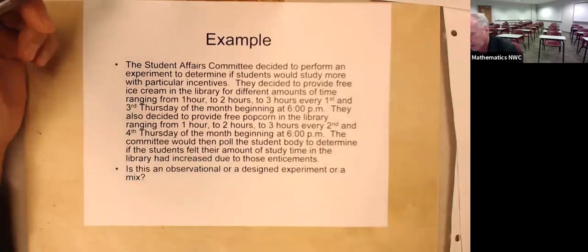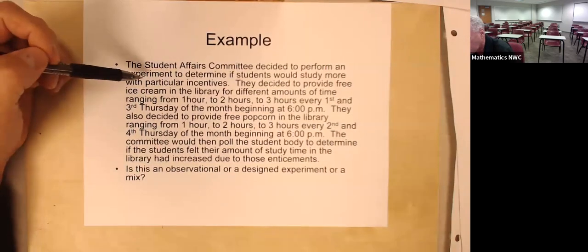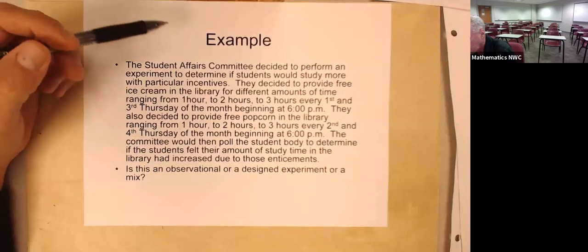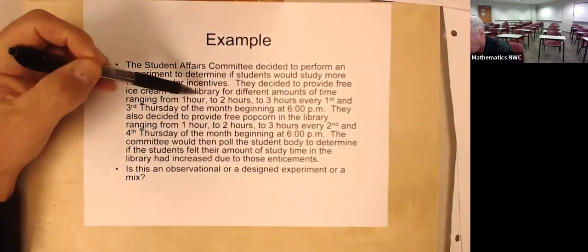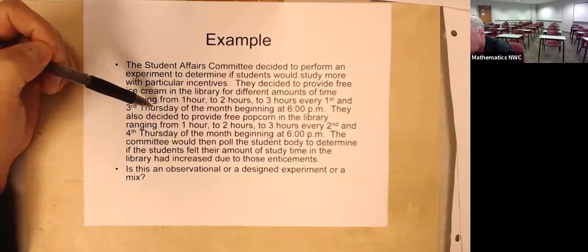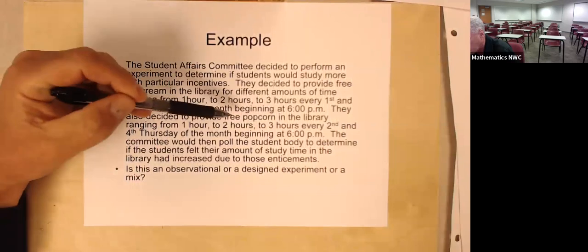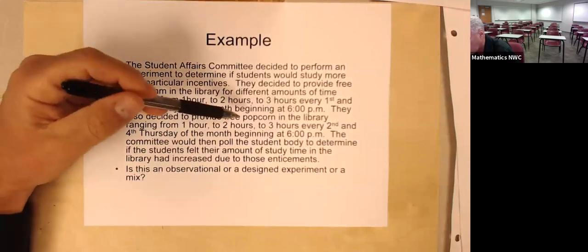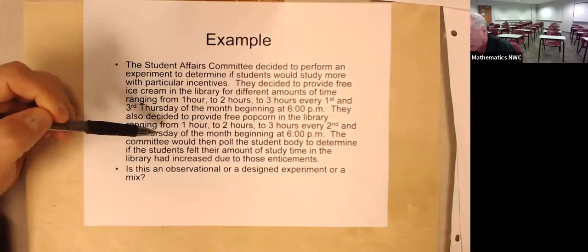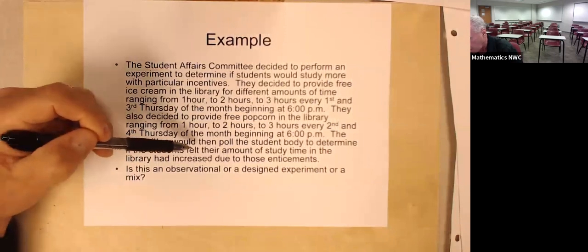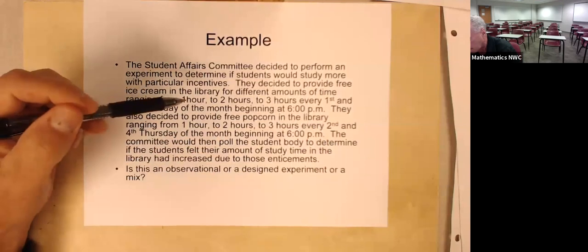Another example. The Student Affairs Committee decided to perform an experiment to determine if students would study more with particular incentives. They decided to provide free ice cream in the library for different amounts of time, ranging from 1 to 2 to 3 hours every first and third Thursday of the month, beginning at 6 p.m. They also decided to provide free popcorn in the library, ranging from 1 to 2 to 3 hours every second and fourth Thursday of the month, beginning at 6. The committee would then poll the student body to determine if the students felt their amount of study time in the library had increased due to these enticements.